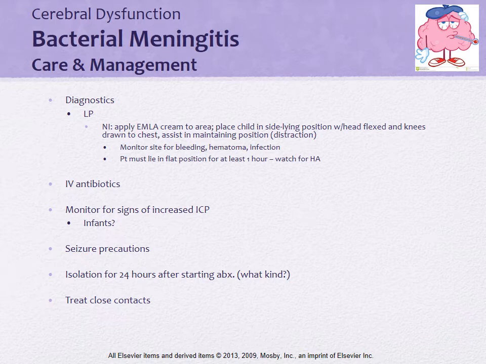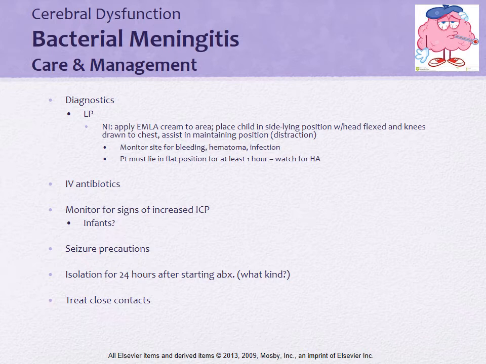IV antibiotics is what they'll get for treatment. You're going to monitor for signs of increased ICP. Infants, what are you going to be looking for? You're going to be checking those fontanelles, pupillary reflex, also head circumference will tell you a lot as well. That's more of a long-term thing, but those bulging fontanelles are going to be your number one, along with those other signs of increased ICP, with irritability, poor feeding. They're not going to be wanting to eat anyway. Just monitor for signs of increased ICP.